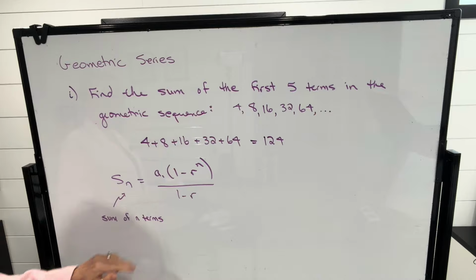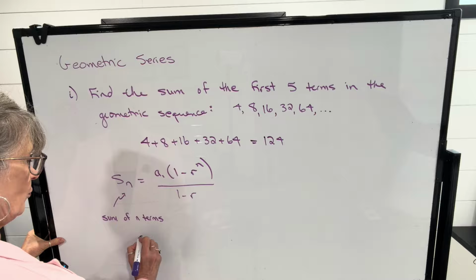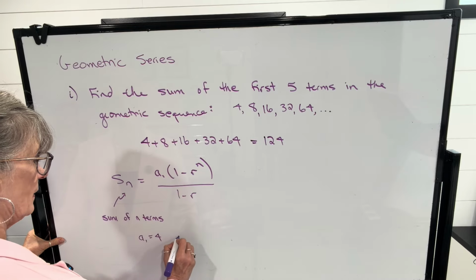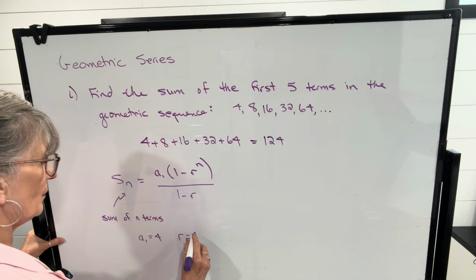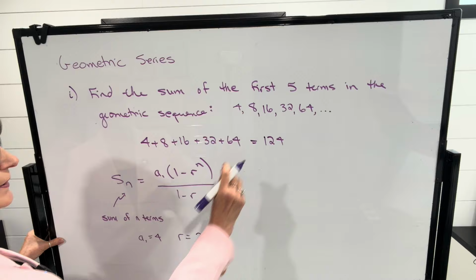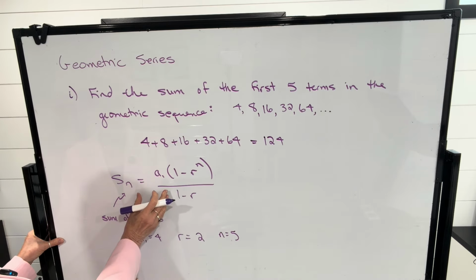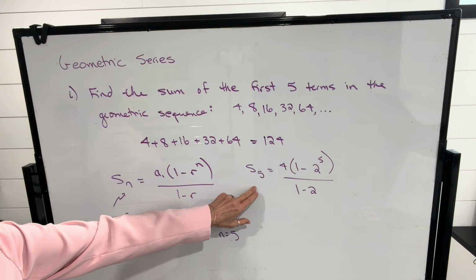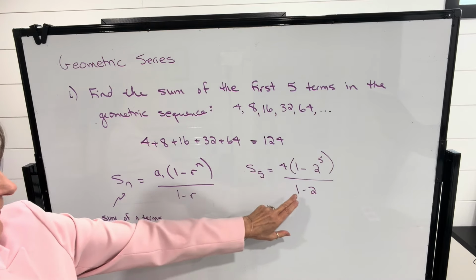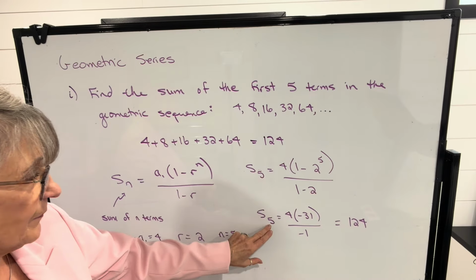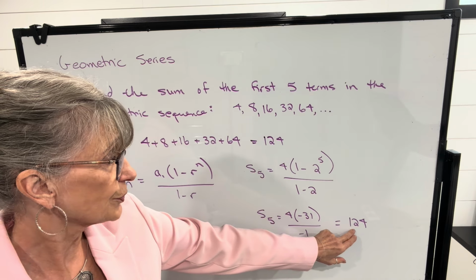Let's now do this question using the formula to find the sum of the first 5 terms. So identify, we already know a sub 1 is 4. The common ratio from 4 to 8 is multiplying by 2, and so on, so our common ratio is 2. And if we're finding the sum of the first 5 terms, n will be 5. So let's plug those values into our formula. So the sum of the first 5 terms will equal a sub 1, which is 4, times 1 minus r to the n, divided by 1 minus r. So S sub 5 will equal 4 times negative 31, divided by negative 1, which is 124, which we know is correct.